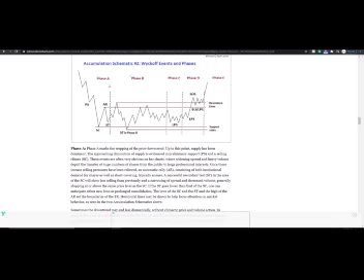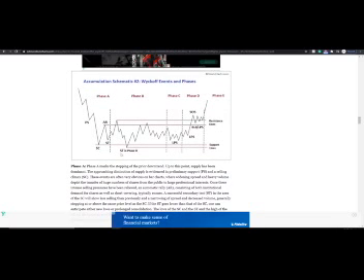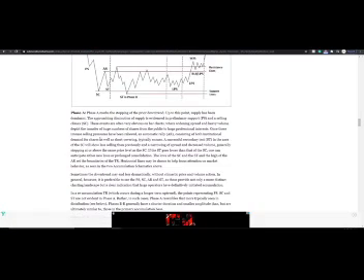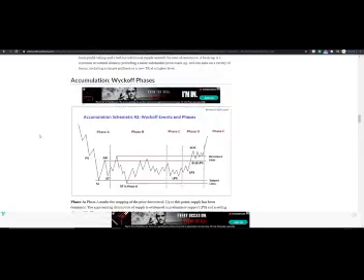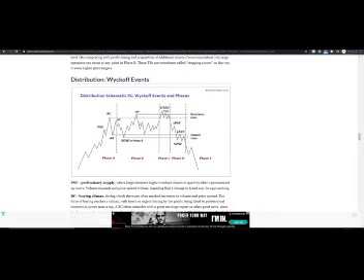The second one is an accumulation schematic 2, where there is no spring. There's just an LPS after the ST and B, and the market goes up. Same concept, just make sure you're reading all of this. That's the most important part. Read all this free information. Now, this is the distribution schematic. Same concept, just flipped over.